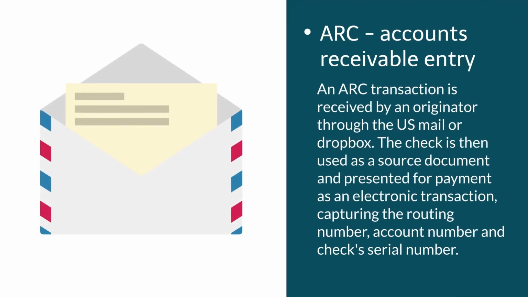Accounts Receivable Entry, or ARC, is our next standard entry class code. An ARC transaction is received by an originator through the U.S. mail or Dropbox. The check is then used as a source document and presented for payment as an electronic transaction, capturing the routing number, account number, and check serial number.